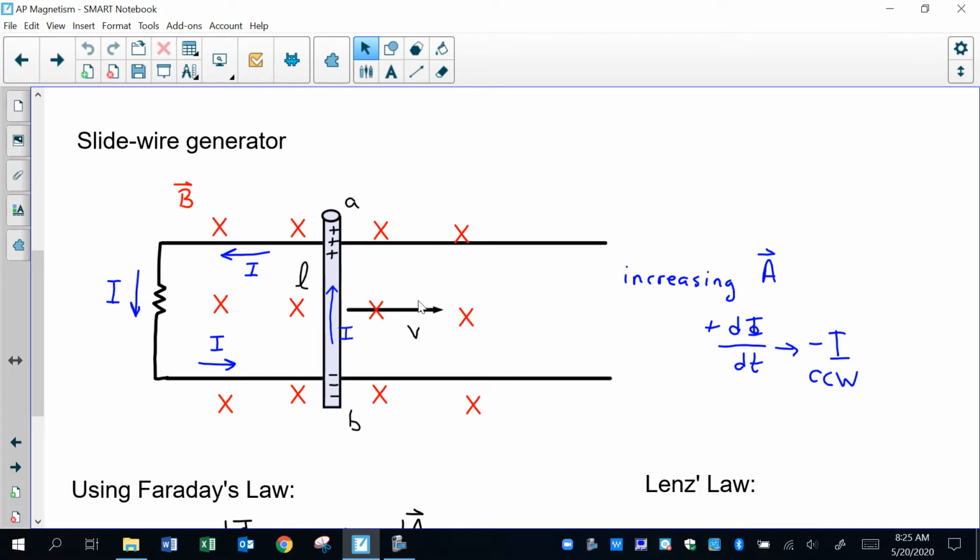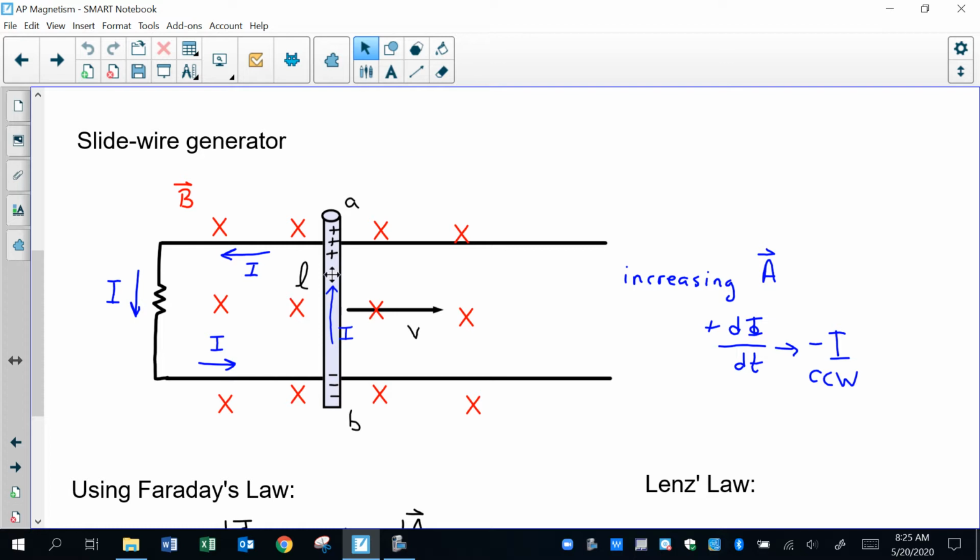Now what happens if I stop my hand here, if I'm moving this with my hand, and I move it back to the left? Well, if I move it back to the left, now my positives build up down here, and the current will go the other way. So if I vibrated my hand back and forth on this slide wire generator, I'd get alternating current. Now, in looking at this, we can see which direction our current's going to be.